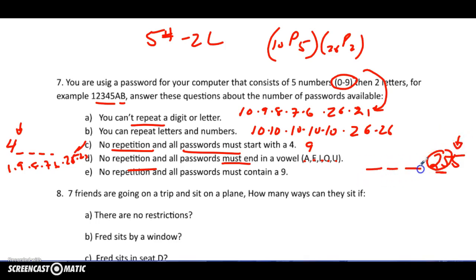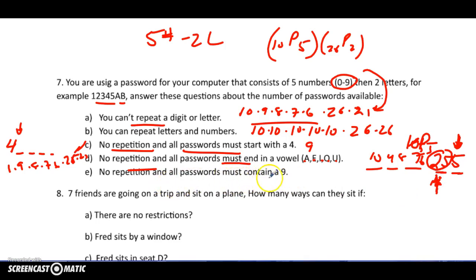After that, this one was just 10, 9, 8, 7, and 6, which is 10 choose 5, or 10 P 5. Okay, so 10 times 9 times 8 times 7 times 6, that gets you the numbers just like over here, and the difference is choose this guy first, okay, choose the last number first. It has to be a vowel, and then what's left over is not a vowel. Sorry, it can be anything, so there's 26 options for that.